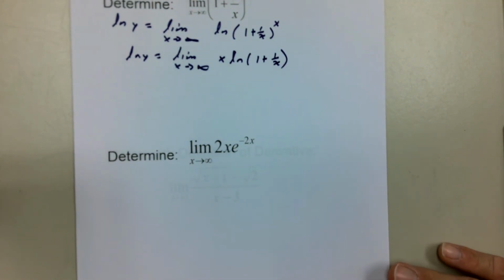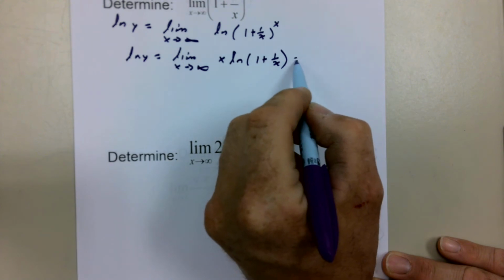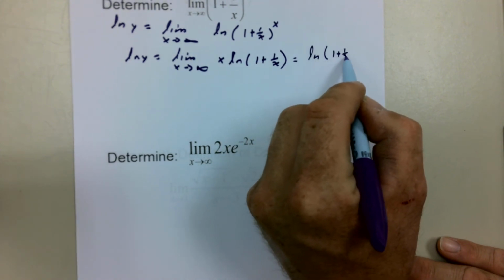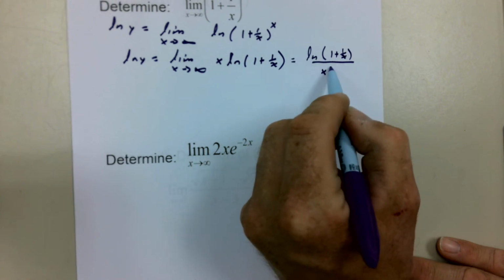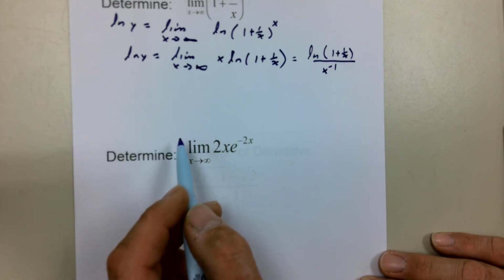From here, I'm going to do something a little different, a little odd. I'm going to bring this x to the denominator. So I'm going to have this as the natural log of 1 plus 1 over x to the negative first. It's going to make a little more sense why I do that in a second when I go ahead and find the derivative here.